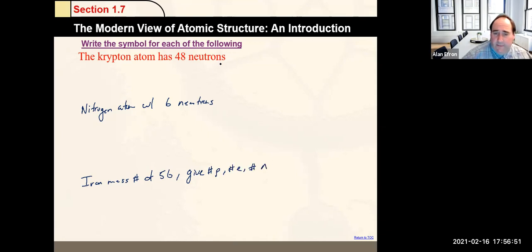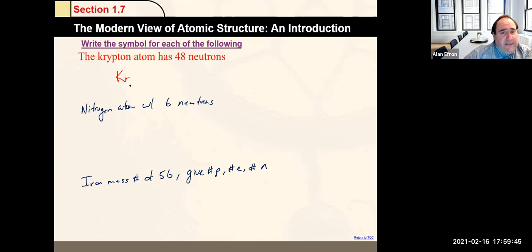So we want to write the symbol with the mass number and the atomic number for each of these and see what you come up with. Let's see how we're doing then. First off, we want to go with krypton. So the symbol for krypton is number 36 there on the periodic table. So it would be Kr.